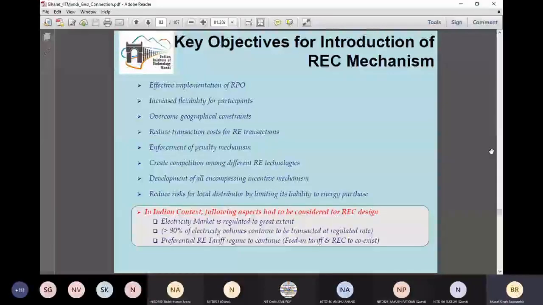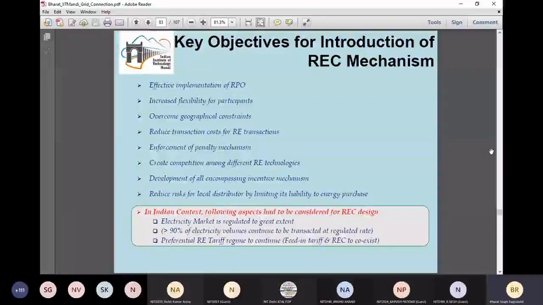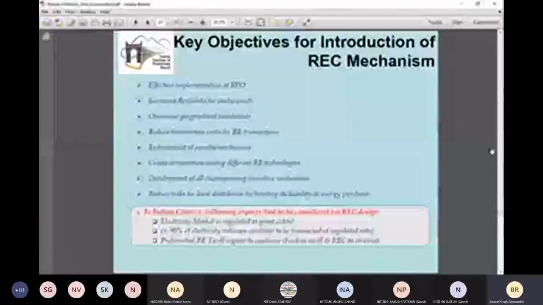So one option which was there: why not utilize the bilateral contract mechanism, by which a wind farm or solar farm in another state will be able to provide the energy, and based on wheeling charges they will be able to send it to the respective states, and they will be able to say that they have consumed the required renewable energy to meet the RPO requirement. So this was one of the mechanisms.